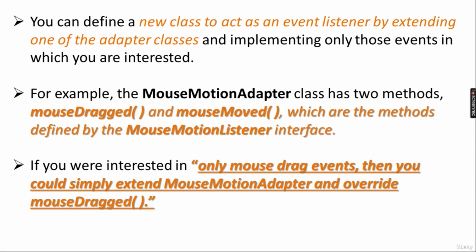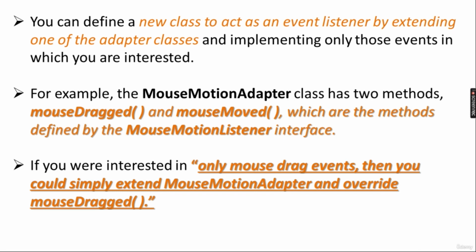For example, MouseMotionAdapter has two methods, mouseDragged and mouseMoved, which are the methods defined by the MouseMotionListener interface. So it is up to you which method you will implement. If you are interested only in the mouseDragged event, then you could simply extend MouseMotionAdapter and override the mouseDragged method. Okay. So MouseMotionAdapter is common.